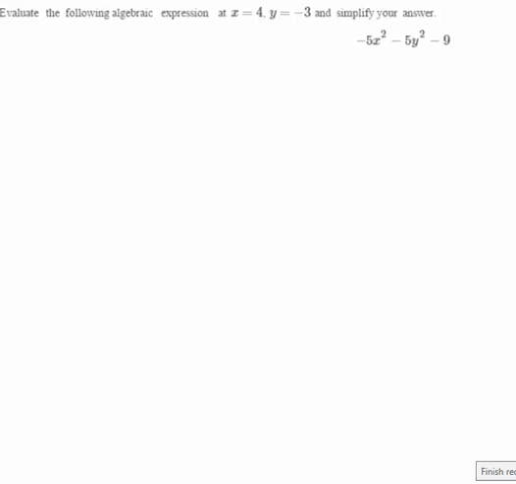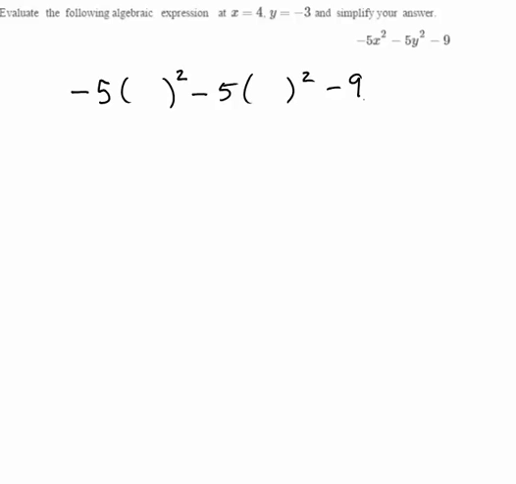Here we're asked to evaluate an algebraic expression, and it involves two variables, x and y. So first thing I'm going to do is to rewrite the algebraic expression and put parentheses down where the variables exist. So we've got -5 times the quantity x squared minus 5 times the quantity y squared minus 9.